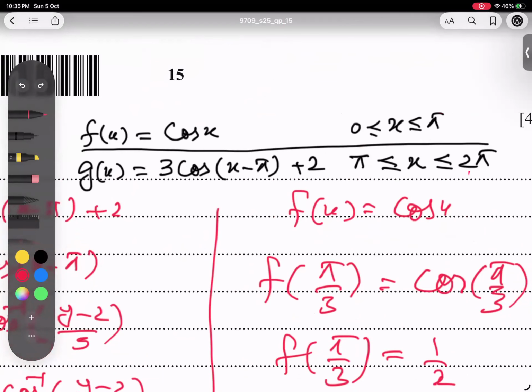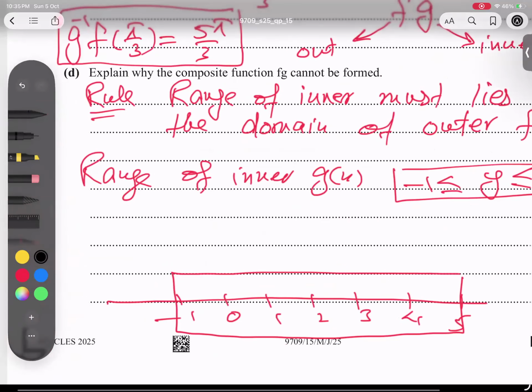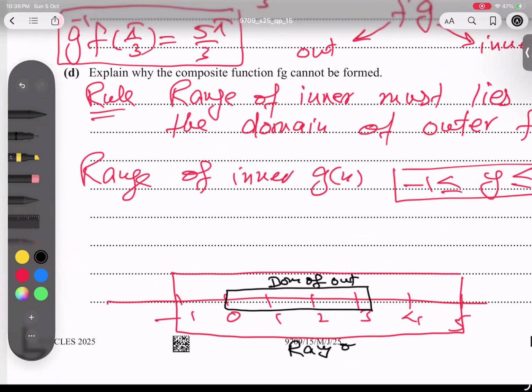And what is the pi value? Pi value is 3.1415. So, if I check it in a black color, 0 to 3.1415. So this is 0, and 3.14 is this. This is the domain of the outer function, and this is the range of the inner function. So what is the problem?